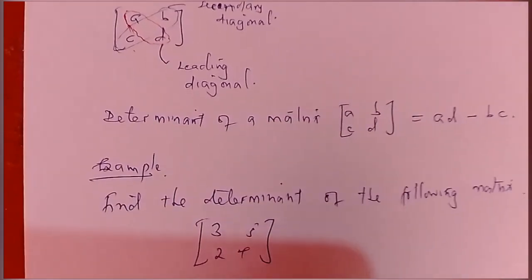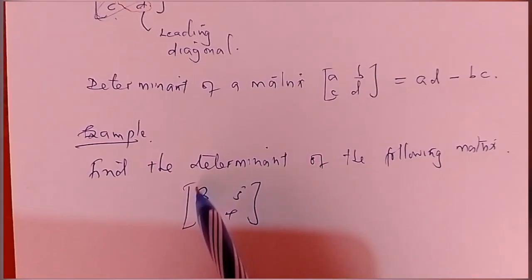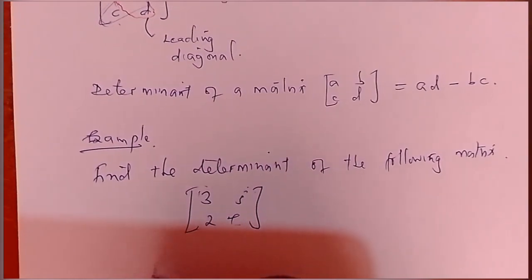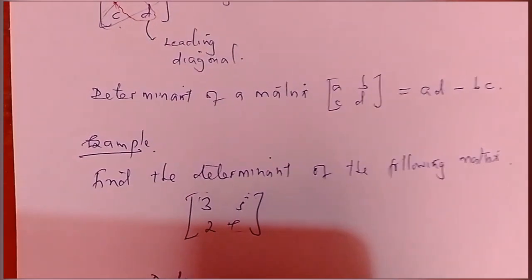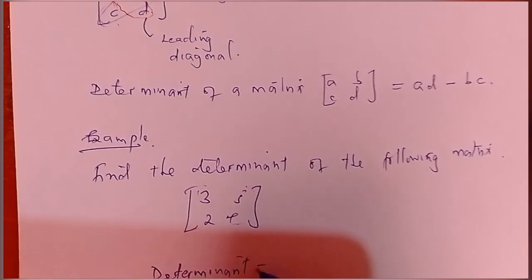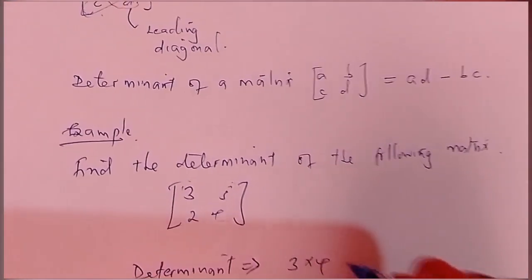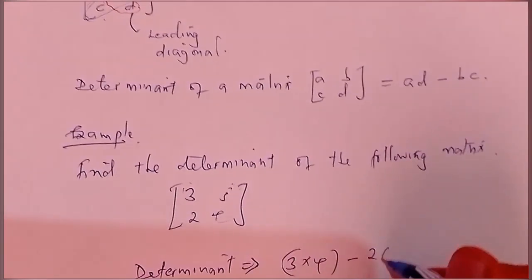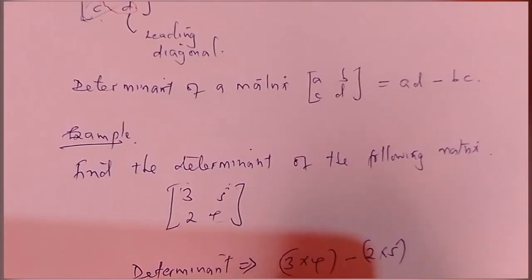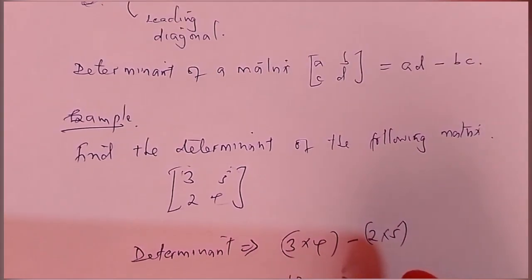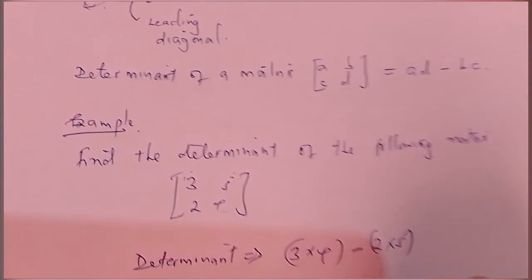So what's our leading diagonal? This one, and this is the secondary diagonal. So the determinant is 3 times 4 minus 2 times 5. This is 12 minus 10, we get 2.